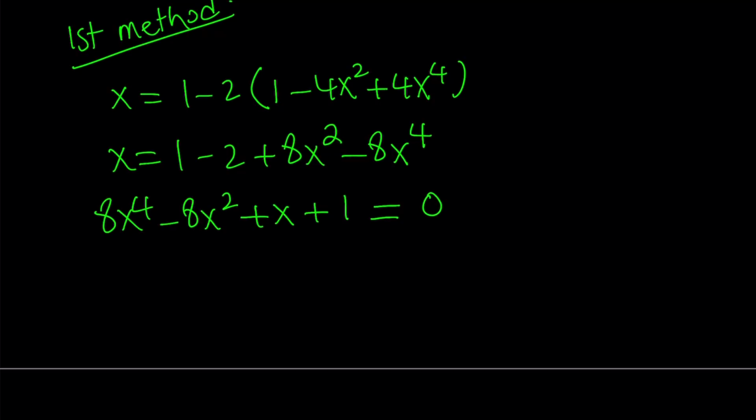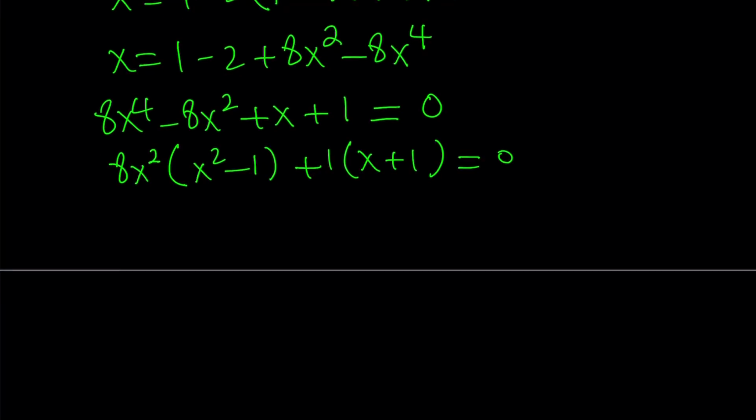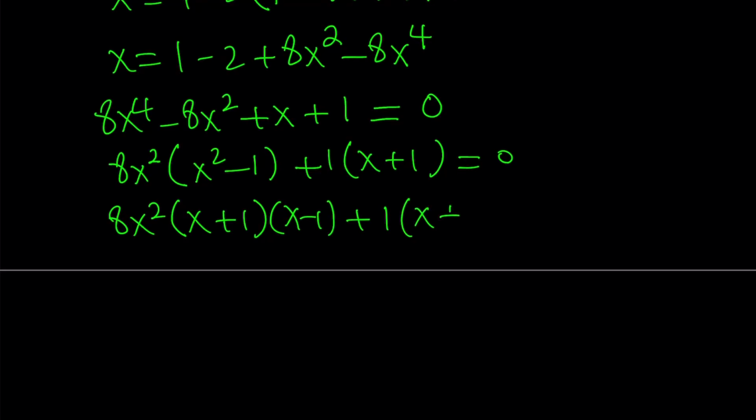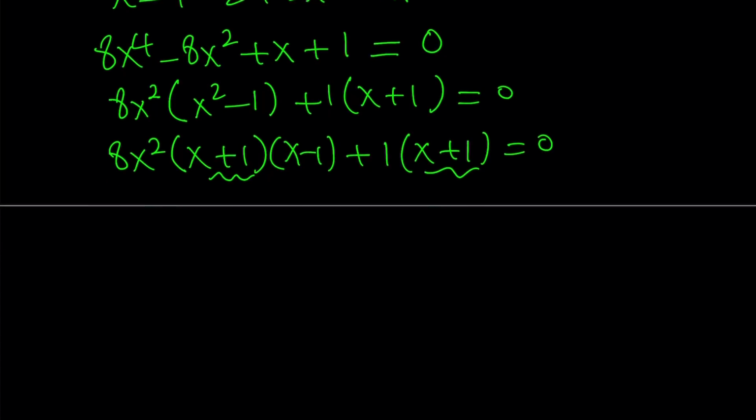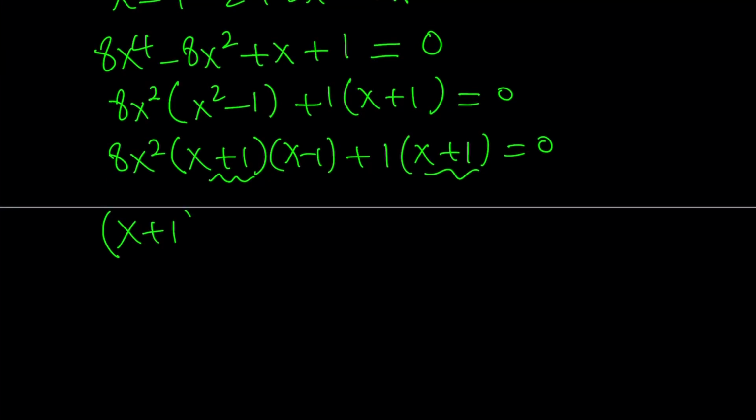Alrighty. Now, this equation is factorable if you group, take out 8x squared, you get x squared minus 1. And x squared minus 1 is factorable by difference of two squares, so I can write it as x plus 1, x minus 1. And now we can take out x plus 1 as a common factor. And then we have 8x squared distributed over the x minus 1: 8x cubed minus 8x squared, and then plus 1 is equal to 0.